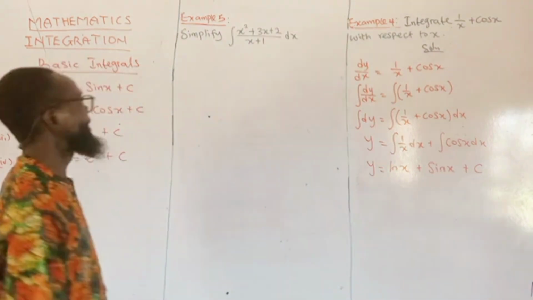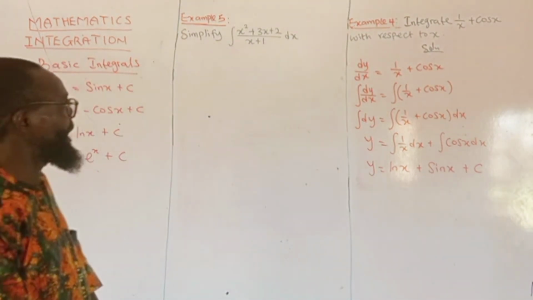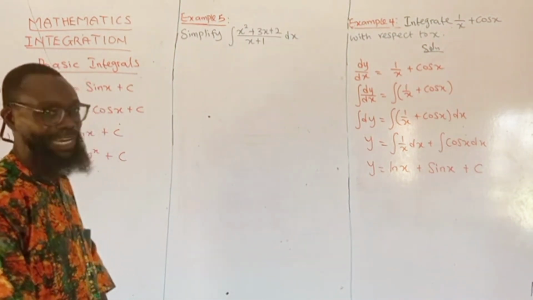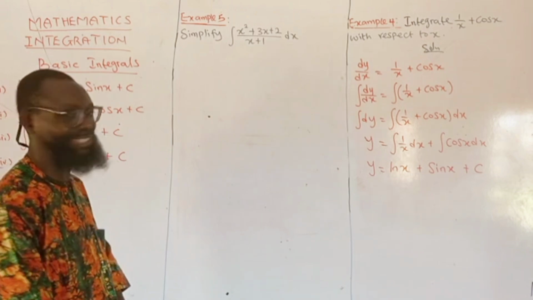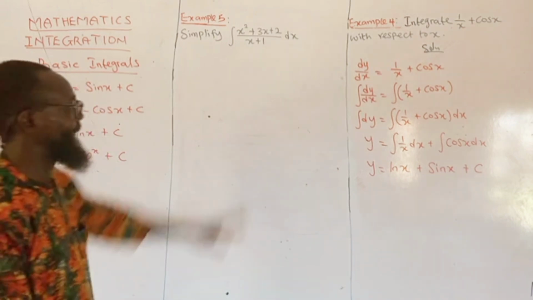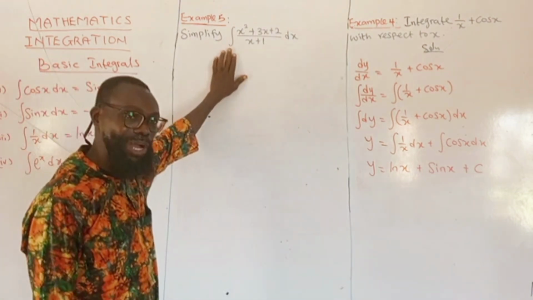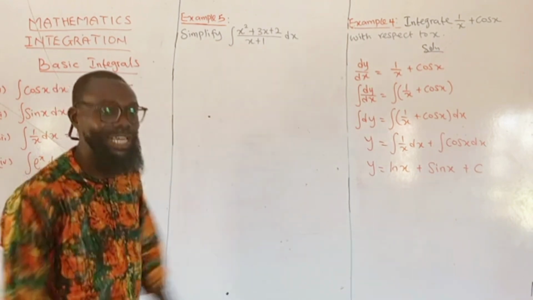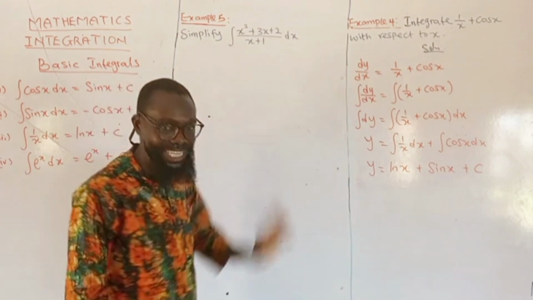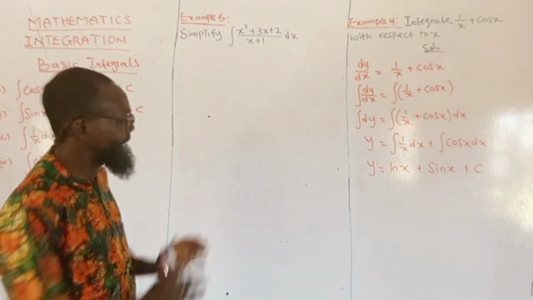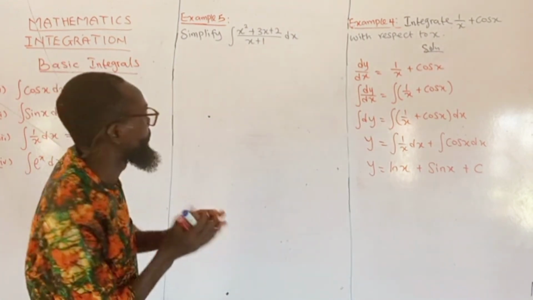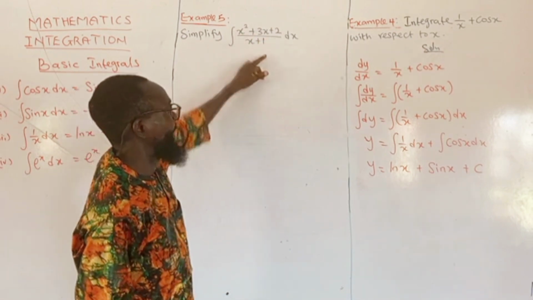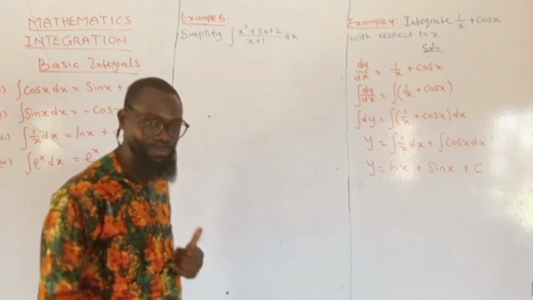Now, let's proceed. Example 5. Simplify the integral of x squared plus 3x plus 2 divided by x plus 1 dx. When looking at this, the integral symbol has been introduced, which means that this has been differentiated already because we can find the x here. So when we look at this, it's quite different from what we have been doing so far. Here, x squared plus 3x plus 2 over x plus 1 cannot be done using the first example.